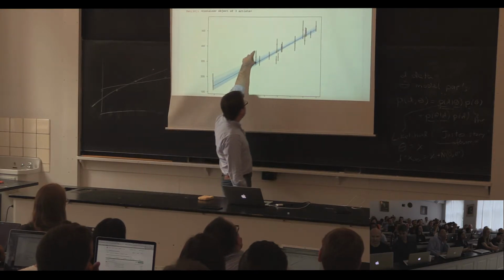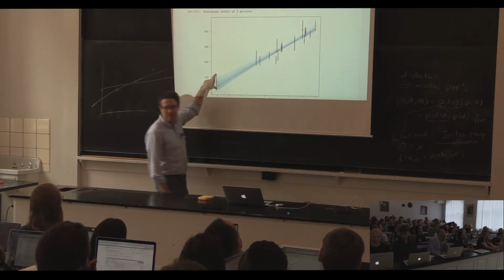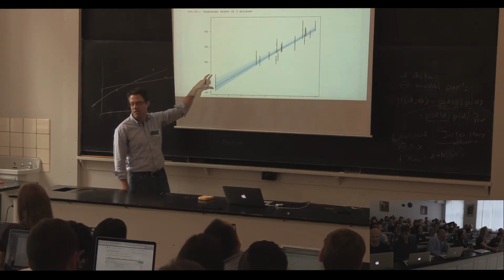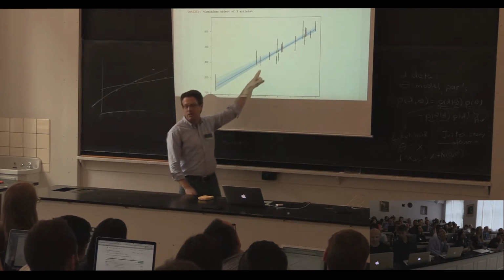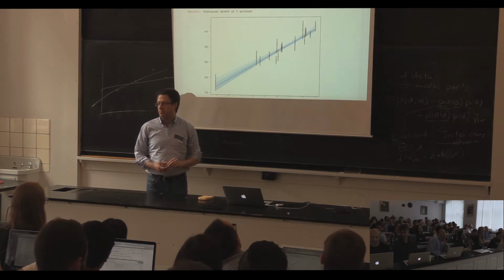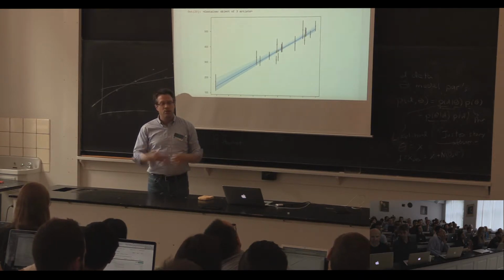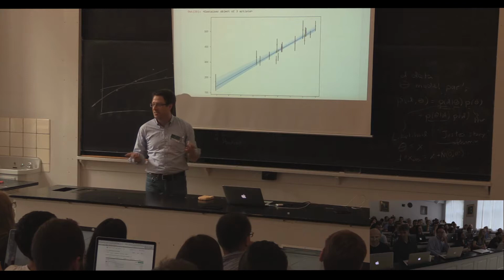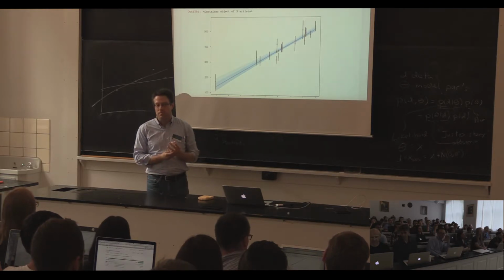Because the fact that this measurement is what it is implies something about what this value really was. And that measurement is what it is, and so on. Okay? So you can shrink your estimates through these models.